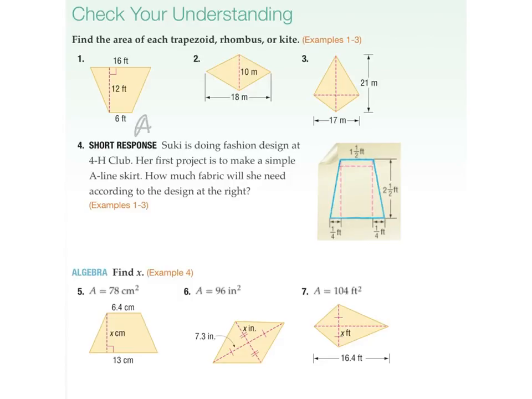Alright, so A equals a half times the height, B1 plus B2. For question number 1, so it's going to be a half. The height is going to give you 12. B1 plus B2 is 6, add on to 16, which is 22. Okay, and then again plug it into your calculator and you will finish up with 132.